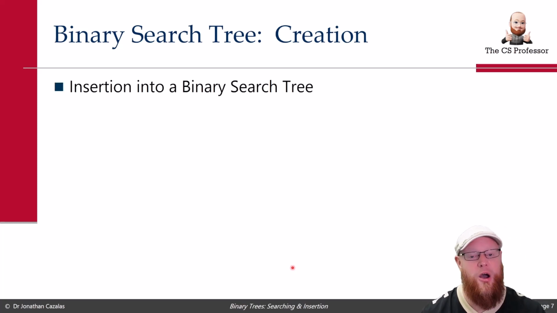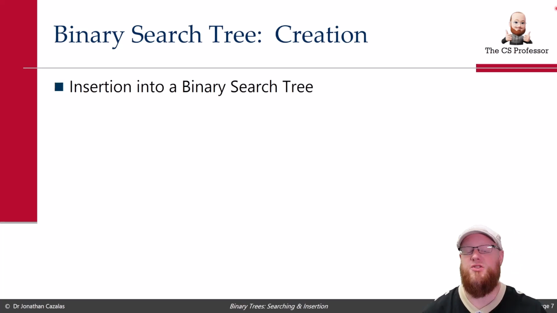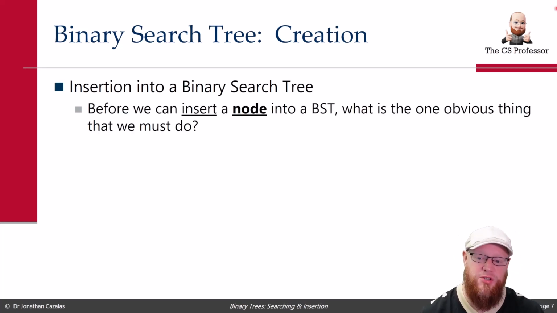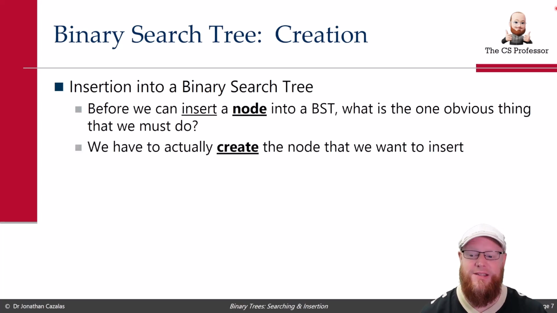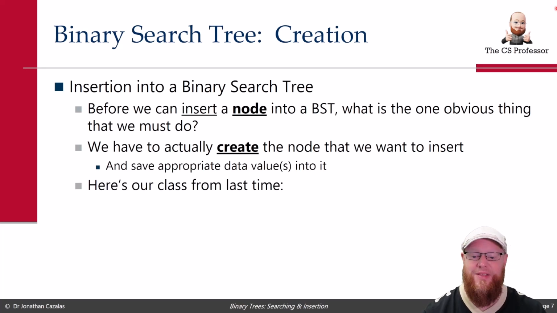Now let's talk about how we actually create our binary search trees. We want to insert nodes into our binary search tree, which means we actually need to create those nodes that we want to insert. We want to save the data value into that node, maybe set up a left and a right pointer, we'll get to that, and then insert that node into our tree.